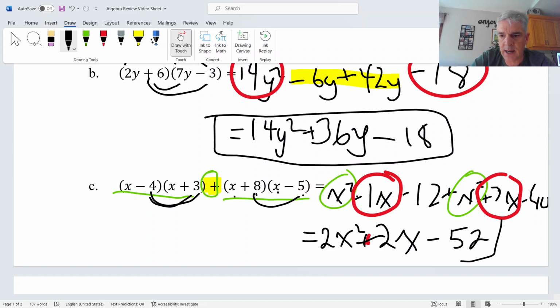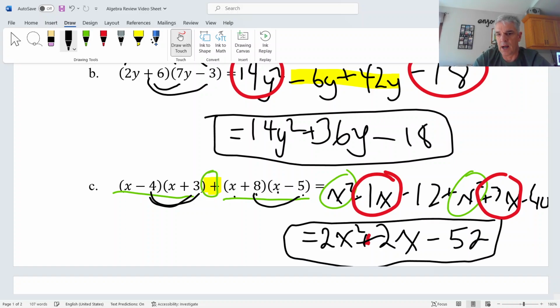And I can box off my answer. And again, I have a trinomial. I have 3 terms here: 2x squared plus 2x minus 52, and that is my final answer. That's the end of part 1 on the review.